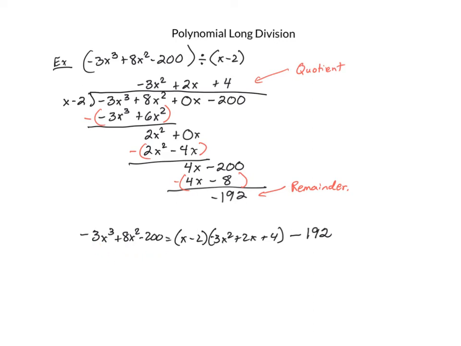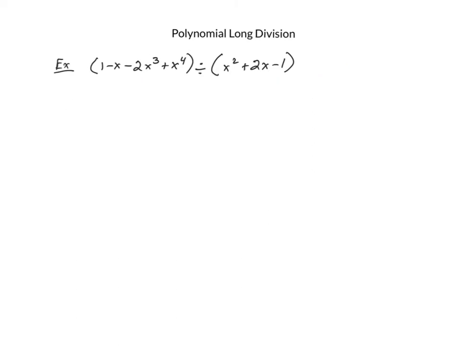Let's do another problem. So this one will be 1 minus x minus 2x cubed plus x to the fourth divided by x squared plus 2x minus 1. And I wanted to point out that the divisor here does not need to be a binomial, nor does it need to be first degree. A second degree trinomial is totally fine. So let's jump in, and we're going to do this problem the same way we did the others.